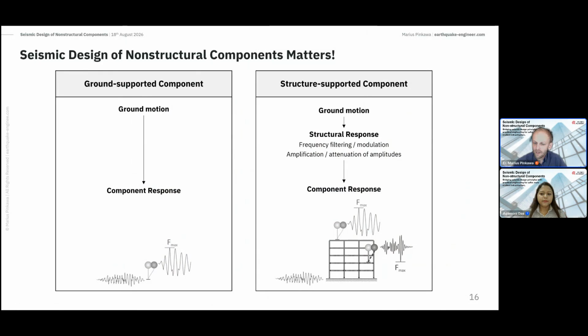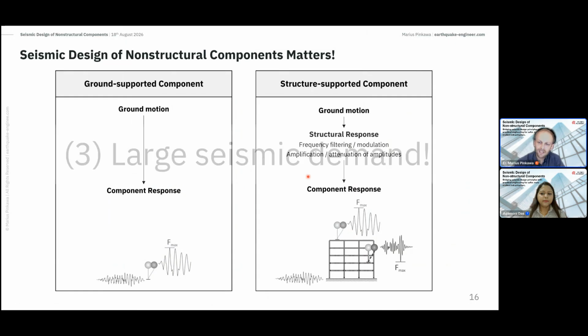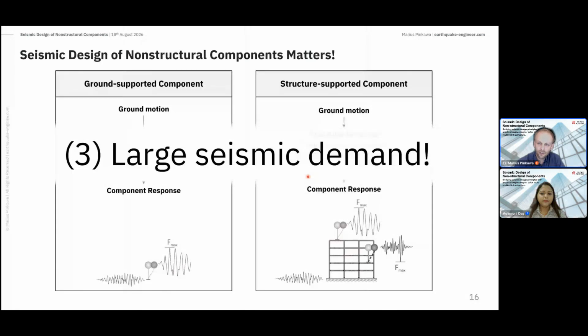So even if we have a low to medium seismic event or earthquake, the demand on the non-structural component can be very high. We will see this in an example of the Eurocode 8 formula in a few minutes. So the large seismic demand is an issue why non-structural components are damaged already when the structure itself is not damaged, and why seismic design of non-structural components is very relevant and important.